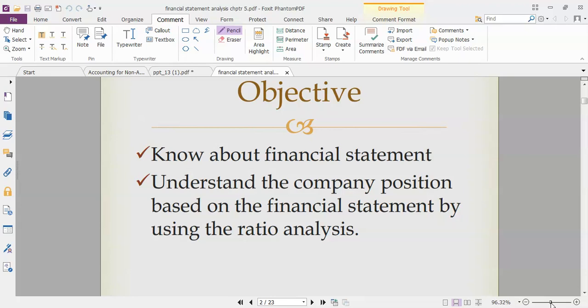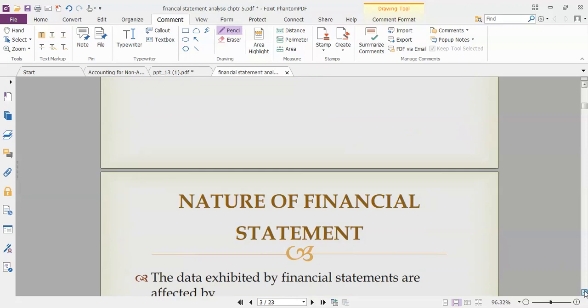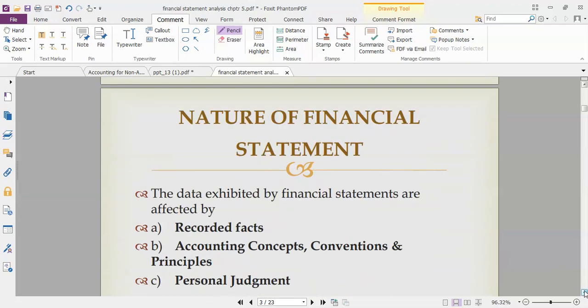We have two financial statements, that is the balance sheet and also the statement of profit and loss. That is the financial statement. Then understand the company's position based on the financial statement by using ratio analysis. How can we know the company's efficiency and the company's performance using ratio analysis? So, the nature of the financial statement.